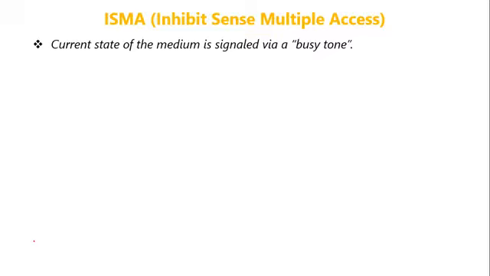If the current state of the medium is signaled through a busy tone, it means the medium is currently busy, and nobody else can use the medium. Somebody else is already using it. That is the meaning. If it is idle, it means that currently the medium is idle, and if somebody wants, they can use the medium.